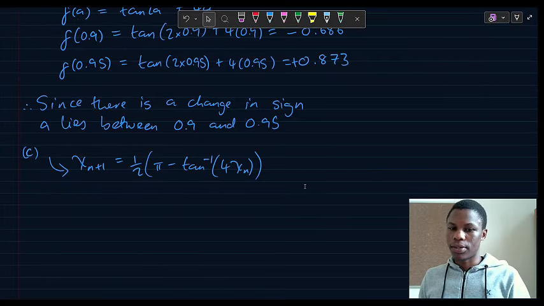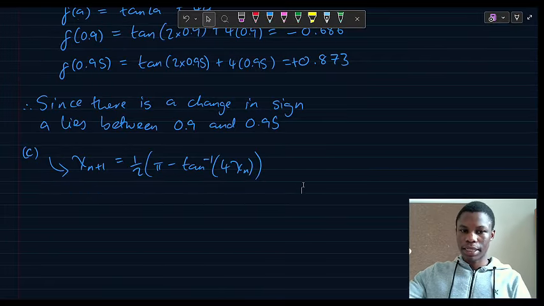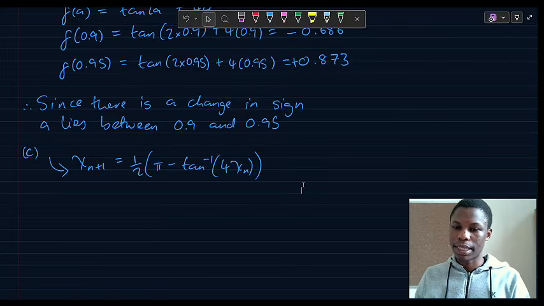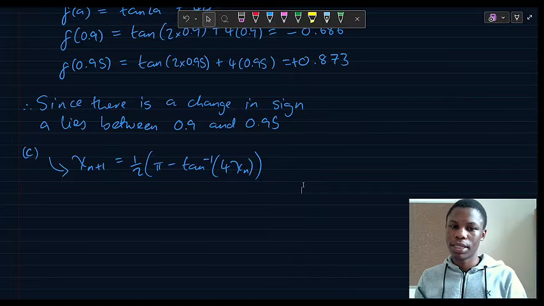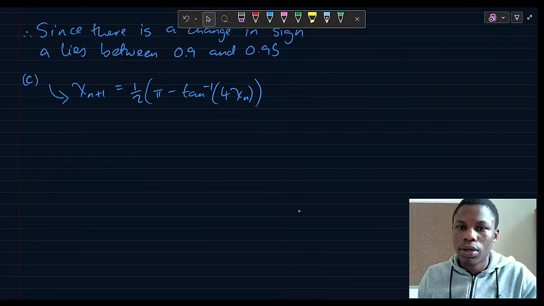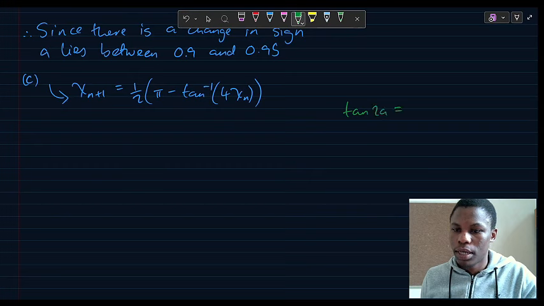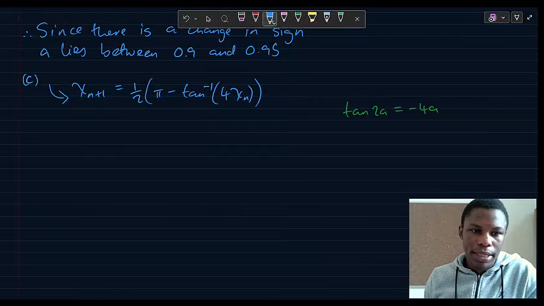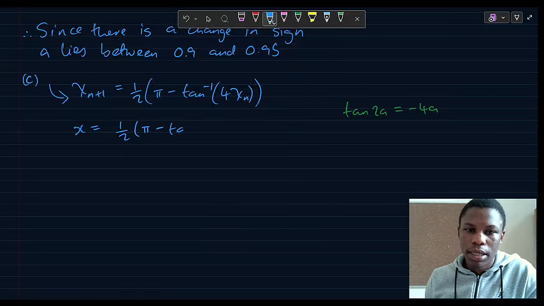So you can go either way. You can go from the equation in part A, proving that it is the same as the iterative formula, or you can take the iterative formula and move backwards and prove that it's the root in A. And I think we're going to do that. So we want to get to tan 2a is equal to negative 4a. So drop the n plus 1s and the n's. So you've got x is equal to 1 over 2 pi minus arctan of 4x.